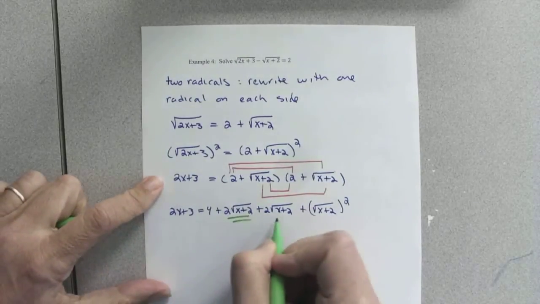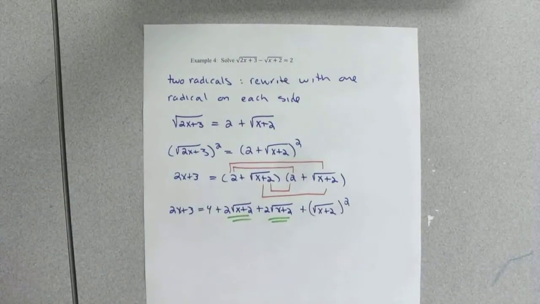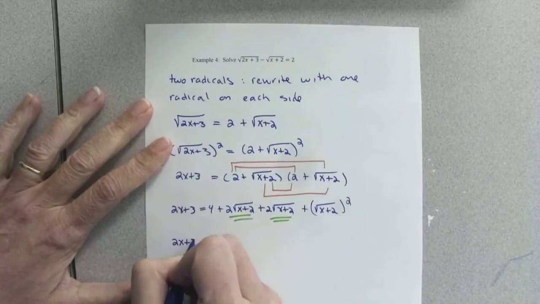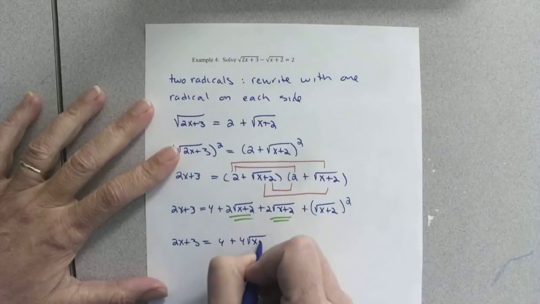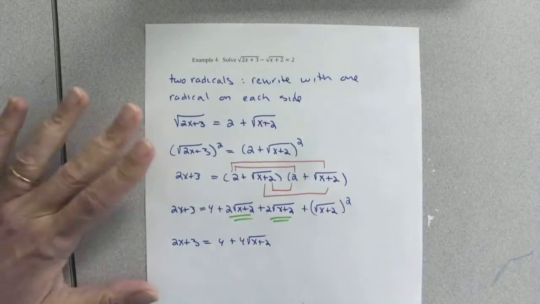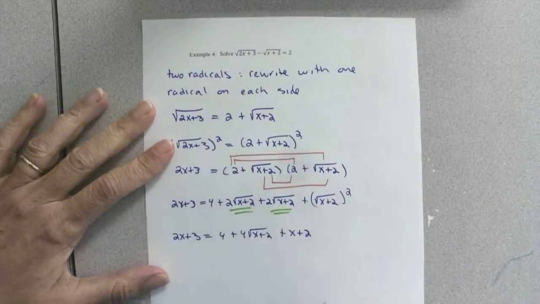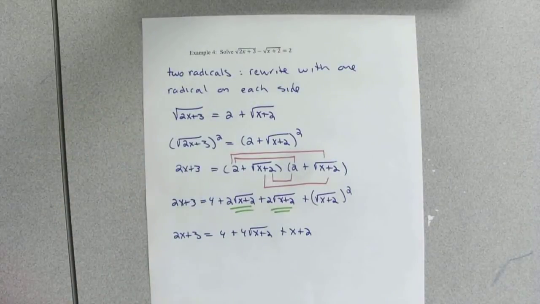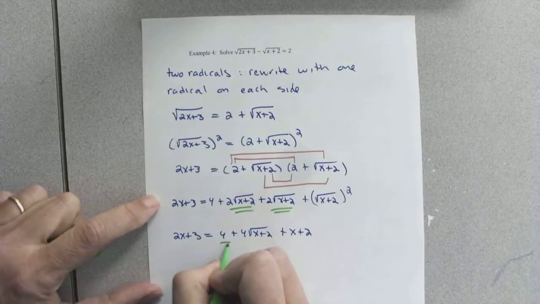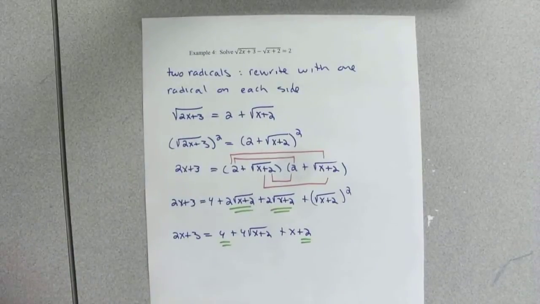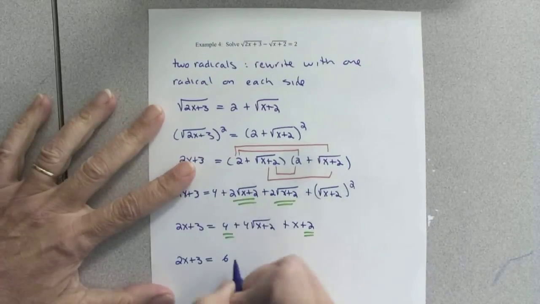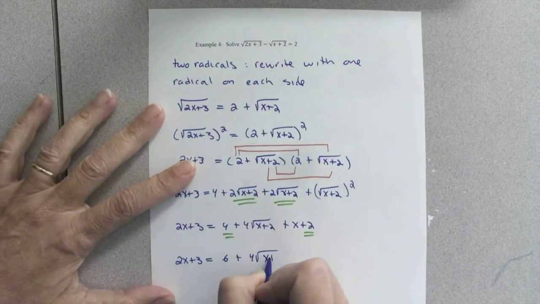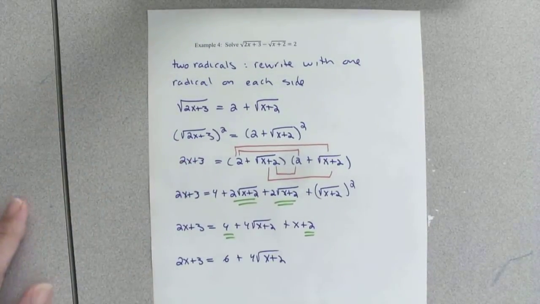Now continue to simplify. Those are like terms, so they can be combined by adding their coefficients. So I'm going to have 4 plus 4 square root of x plus 2. Then squares and square roots, they cancel, so I just have x plus 2. And then continue to simplify as much as you can. And so I have 2x plus 3 equals 6 plus 4 square root of x plus 2. So we've done a whole lot of algebra, and there's still a radical.